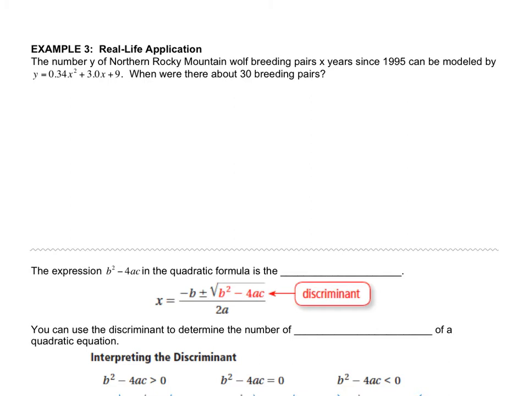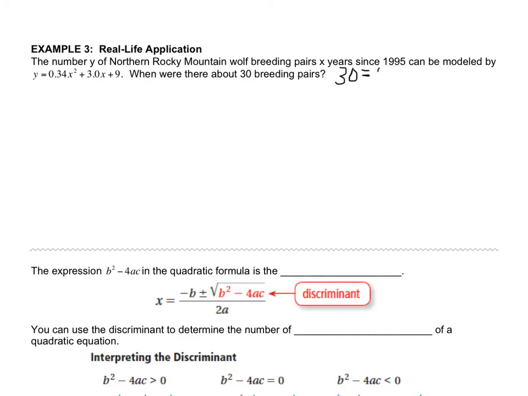Well, the first thing we have to notice is, when we have our function over here with the y, we need to figure out what we are talking about here. This y is the number of breeding pairs. So we know what we're looking for. We're looking for the time when that y is a 30. What we're looking for, though, is the number of years since 1995 that will actually produce that 30 breeding pairs.